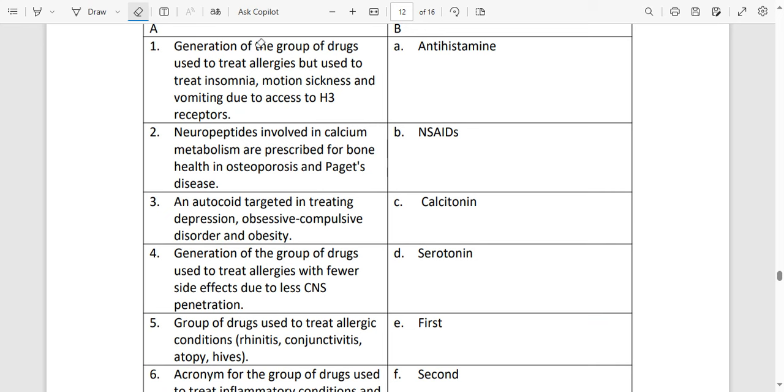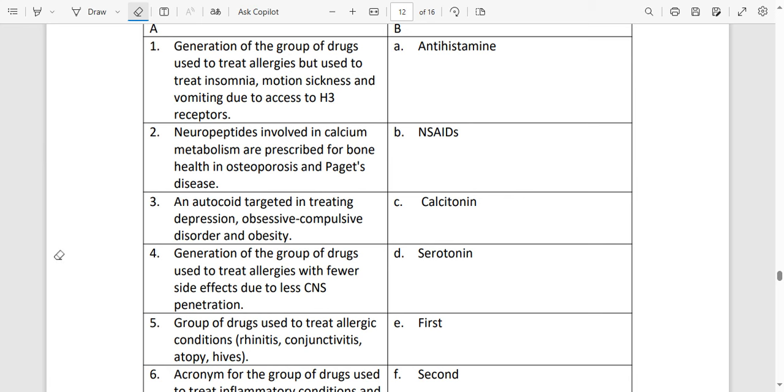Okay, but for this one, the generation of the group of drugs used to treat allergy, when you are treating allergy, they are also used for insomnia, motion sickness, vomiting due to excess H3 receptor. So which ones do you think are those? Antihistamines, NSAIDs, calcitonin, serotonin, first, second generation antihistamines. First generation, thank you.